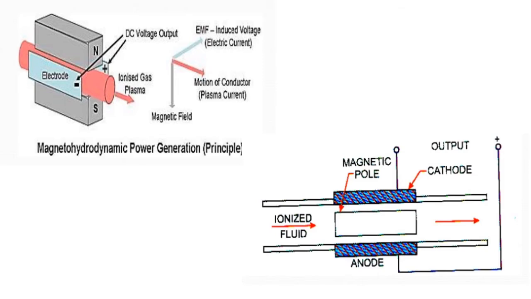This is another figure. Here you can see the ionized gas plasma is passed between the magnetic fields, and across the electrodes we get the DC output. So the output voltage is DC. How can we convert it to AC? Using an inverter. Fleming's right hand rule shows the direction. The induced EMF, that is the electric current, the motion of the conductor, that is the plasma current, and the magnetic field will be at right angles to each other, and we can find the direction of the electric current.